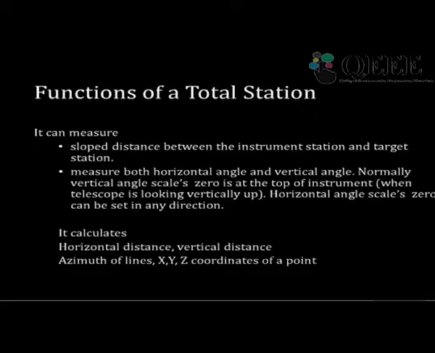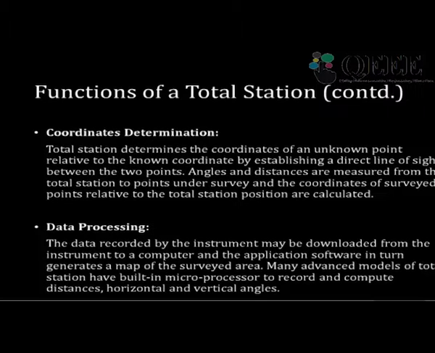Next one is the continuation of the functions of the total stations. Also is coordinate determination. The total station determines the coordinates of an unknown point relative to the known coordinate, establishing a direct line of sight between the 2 points. As I told in the previous lecture 4 days before on plane table surveying, I have told about the resection method. The same resection principles can be used in total station to find the coordinates of the total station where it is occupied.